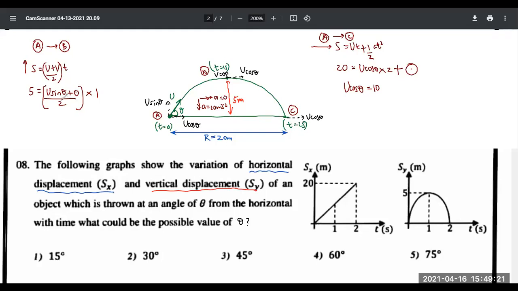Multiply, you will get this again. U sine theta plus 0 is U sine theta. This 2 goes up, becomes 10. U sine theta is also equal to 10. U cos theta is also equal to 10.